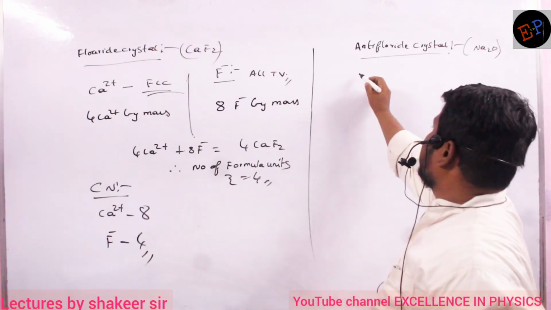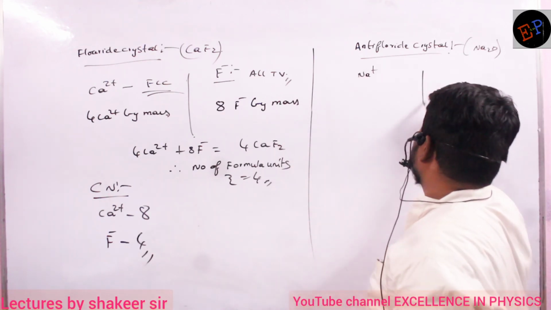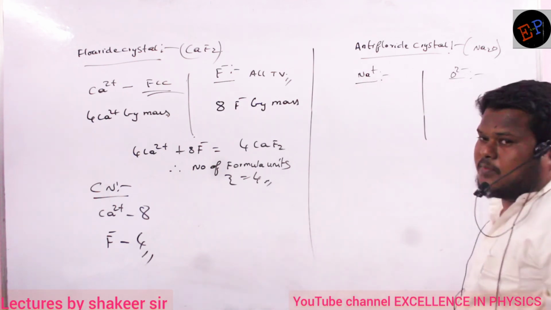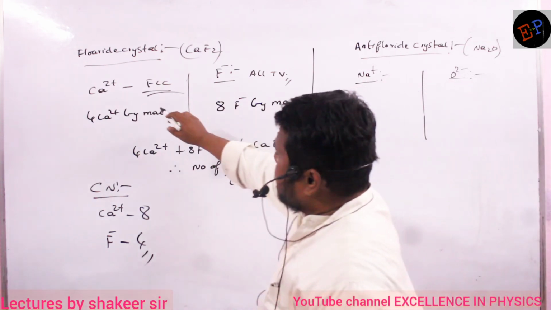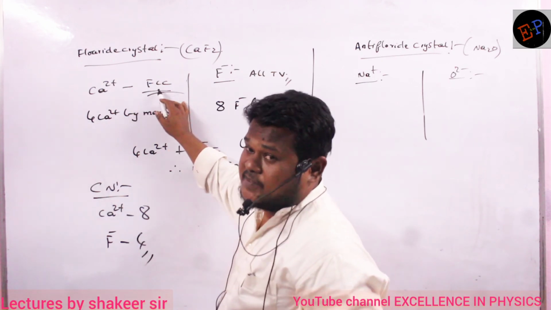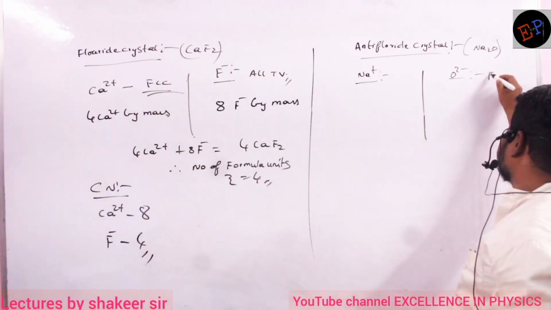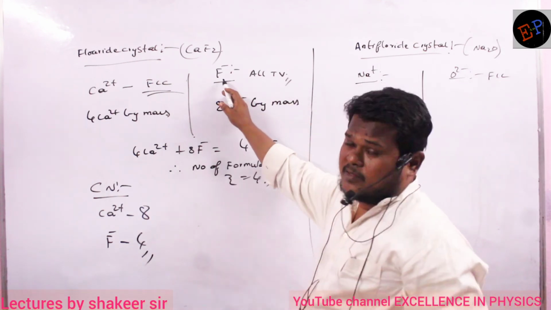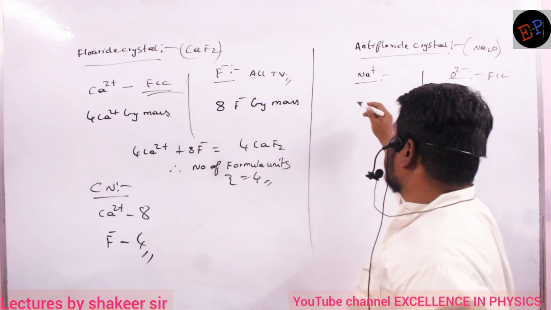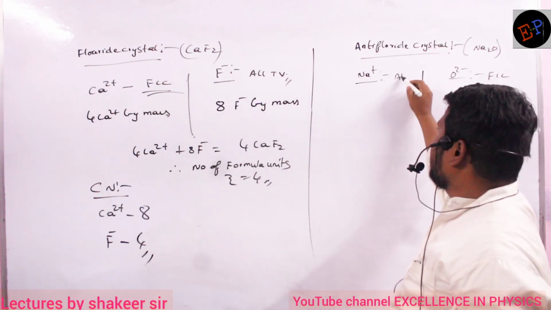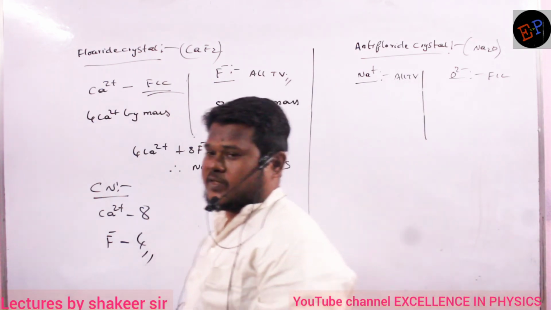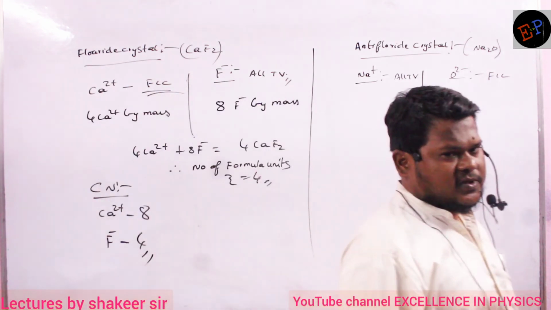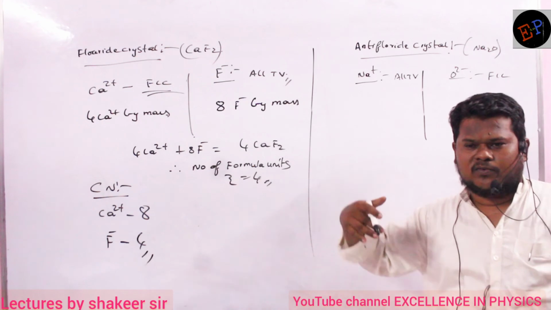First I will take Na+ and O2-. So these are the ions which can be formed. In the case of Ca2+, what did I have? FCC. FCC will be present here. And tetrahedral voids are present for the anion, no? So here it will be present for the cation. So all tetrahedral voids. That is why this crystal is called antifluoride crystal, the exact opposite arrangement to the fluoride crystal.